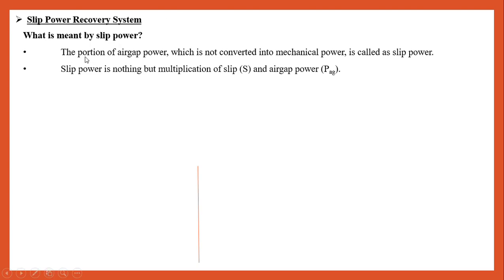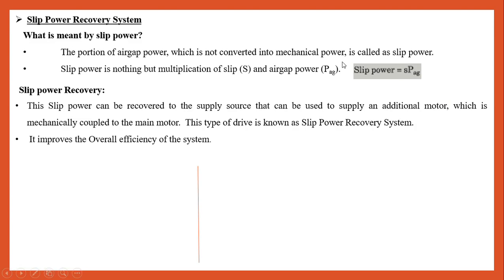That power, the portion of air gap power which is not converted into mechanical power, is called slip power. Slip power is nothing but the multiplication of slip and air gap power. Look at the equation: slip power is equal to S into P suffix AG, that is, P_AG.